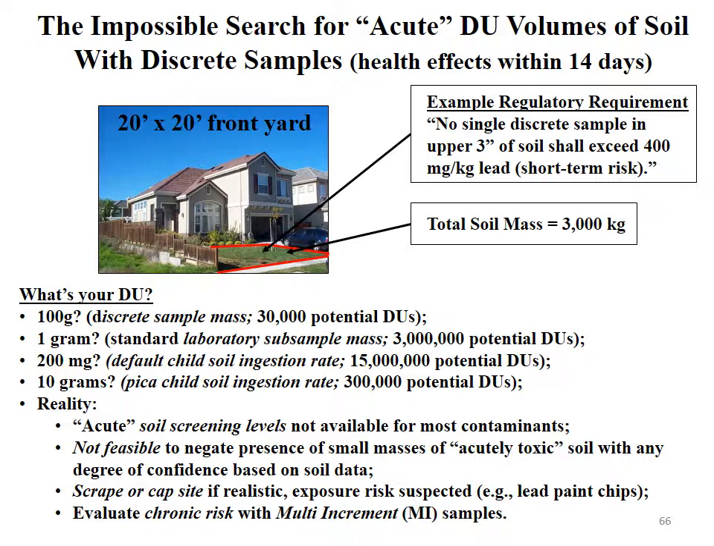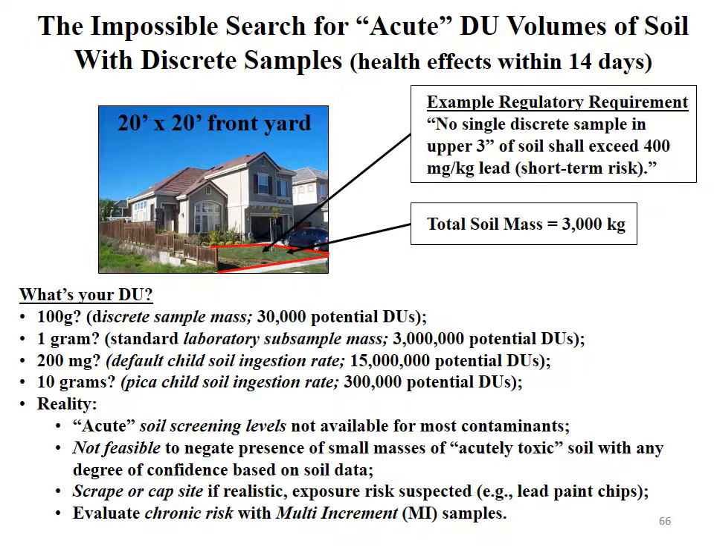Now you're suddenly dealing with 3 million potential acute-size decision unit masses of soil in your front yard. Well, good luck with that. How many of those do you need to test to demonstrate with any degree of confidence that no single 1 gram mass of soil exceeds 400 ppm? You'll never do it. But none of these have to do with risk. Let's think about it in terms of risk. The default child soil ingestion rate is 200 milligrams a day. So that's starting to get reasonable in terms of risk, at least, talking about decision units.